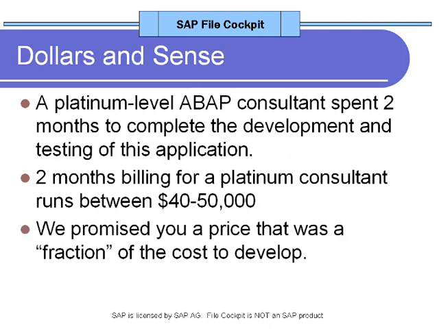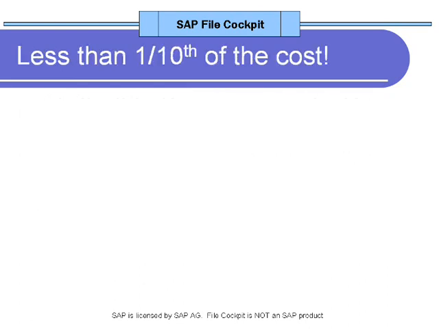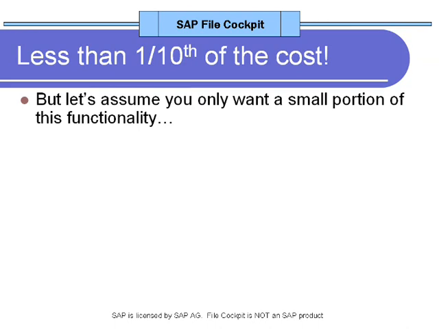And we promised you a price that was a fraction of the cost to develop, and that fraction is a tenth. That's right, we're going to sell this to you for less than a tenth of the cost. But let's assume for a moment that you only wanted a small portion of this functionality.